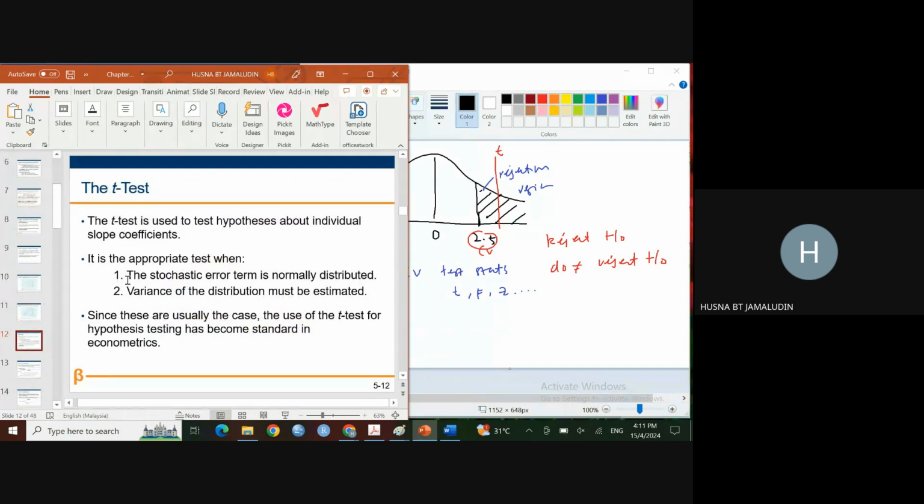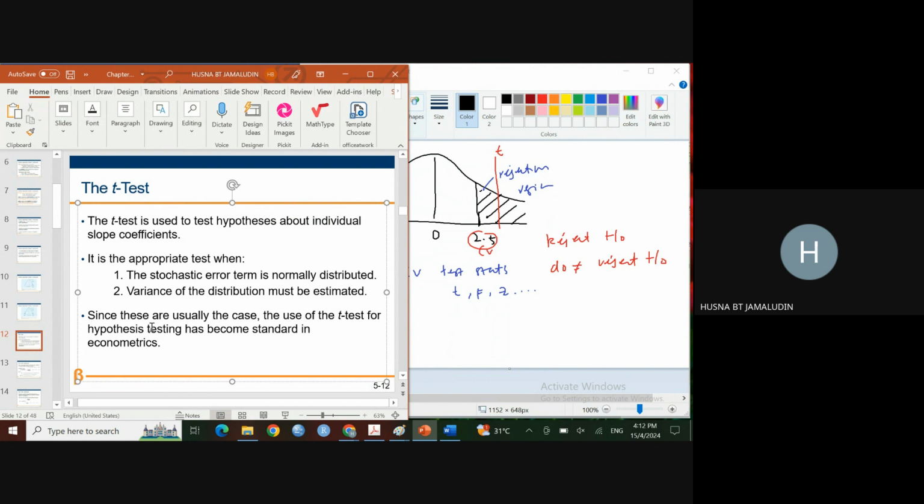So this is the first test, t-test. You have seen this, right? T-test is used to test hypotheses about individual slope coefficients. Okay, previously you haven't learned about coefficients, you haven't learned about the beta, but in econometrics, you will be seeing the betas or coefficients. You're gonna use t-test when the stochastic error term is normally distributed. Okay, your error, your epsilon is normally distributed, the variance of the distribution must be estimated.